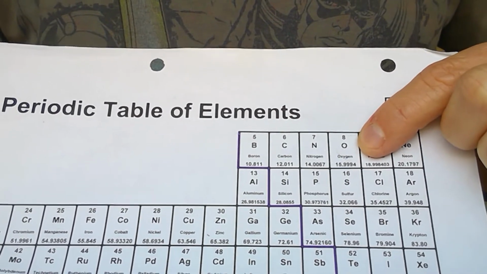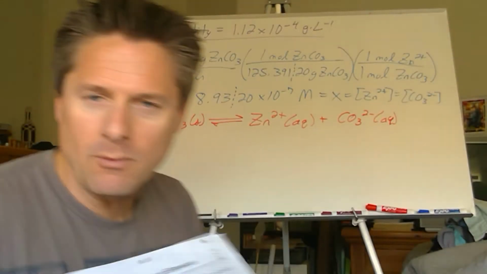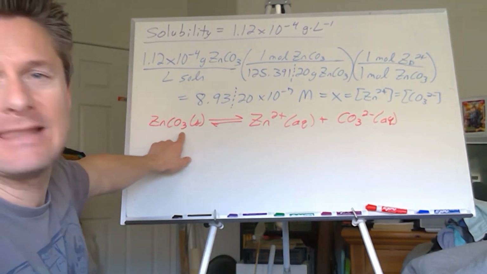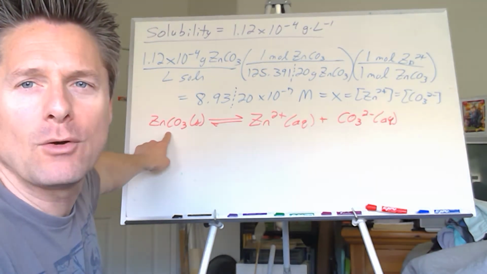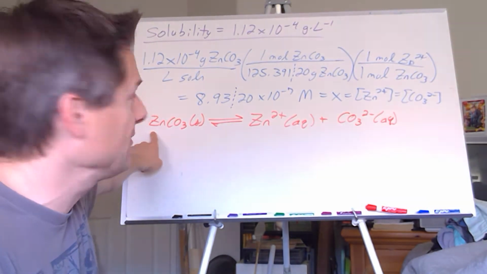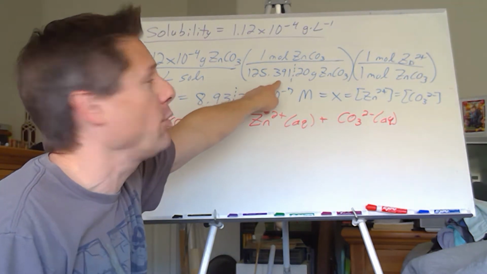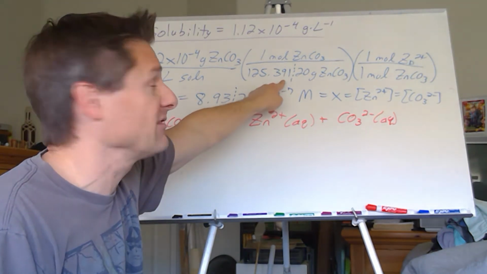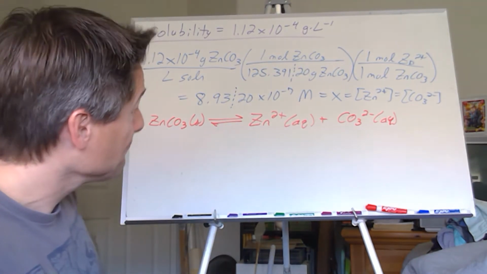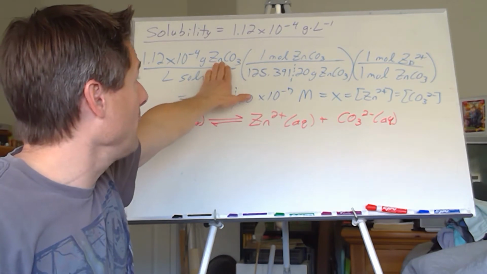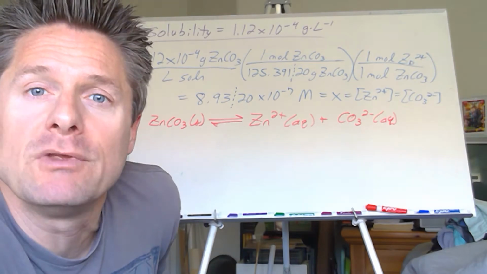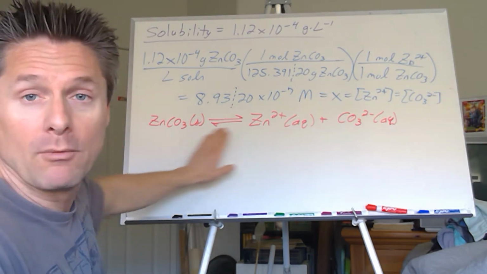Oxygen is 15.9994. That's the German one, right? So take 15.9994 times 3 plus 12.011 plus 65.382, limited by the fewest decimal places, which would be 3. I get 125.391, good to 3 decimal places, grams of zinc carbonate per mole of zinc carbonate. So just dividing by the molar mass. And then you can see from the chemical formula, 1 mole of zinc carbonate produces 1 mole of zinc 2+. You can see that here, right? The 1-to-1 mole ratio.